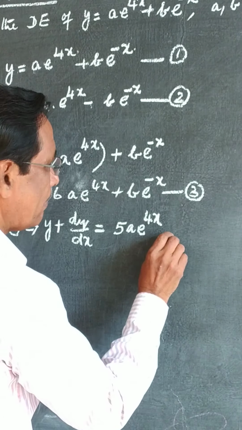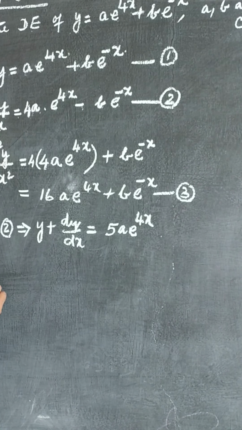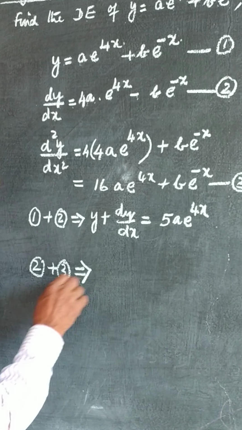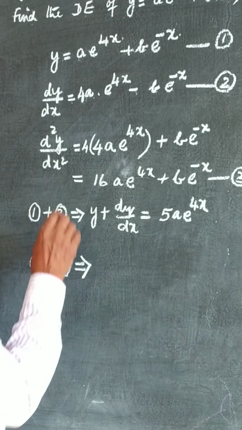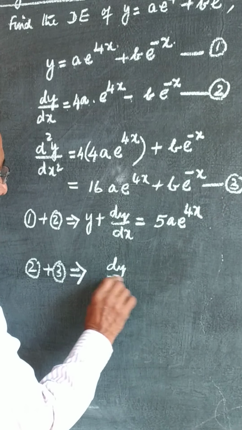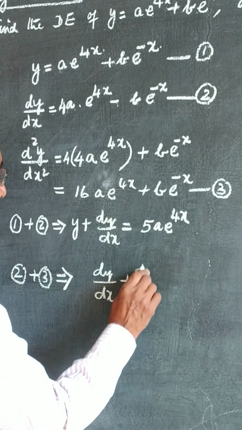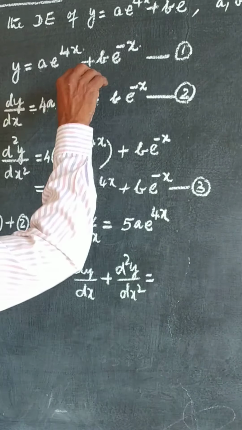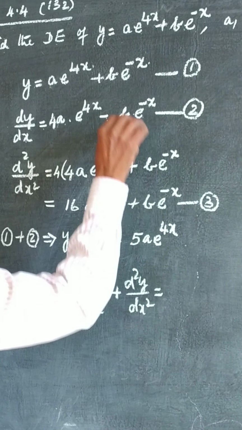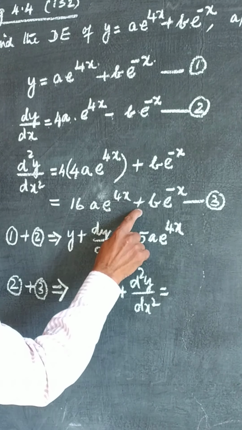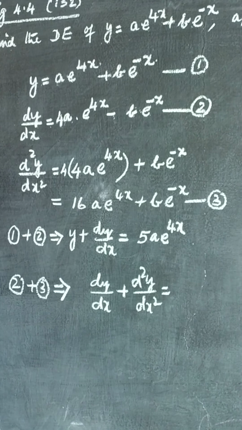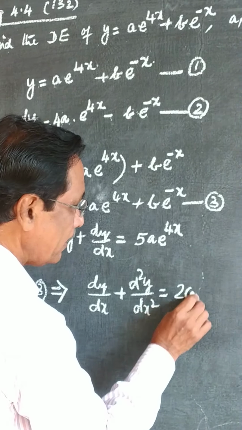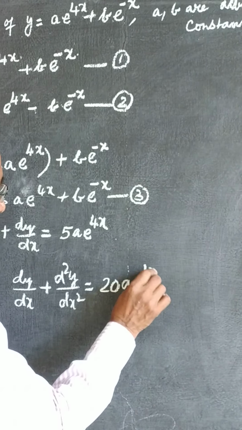So this is equation number 4. Now, second equation and third equation, when you are adding, you get dy by dx plus d square y by dx square, which is equal to the sum of the second and third equations. When you add, here you get a minus sign, here a plus sign, both of these get cancelled. So what remains? 64a plus 16a. So totally you get 20a e power 4x.